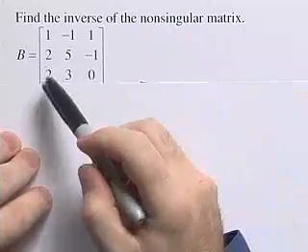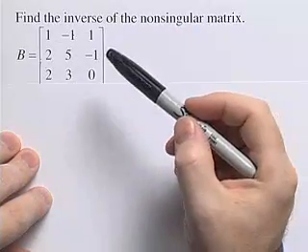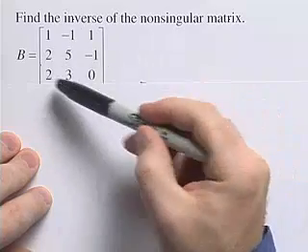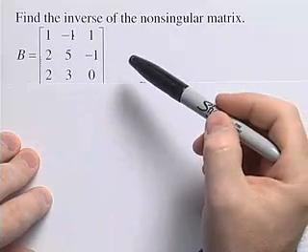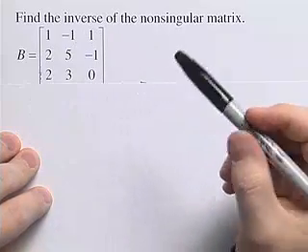In this next problem, we need to find the inverse of a non-singular matrix. We want to find the inverse of this non-singular matrix. It's a 3 by 3 matrix. The first step that we want to do is to augment this matrix with the appropriate identity matrix. Since this is 3 by 3, we want to augment the 3 by 3 identity matrix.